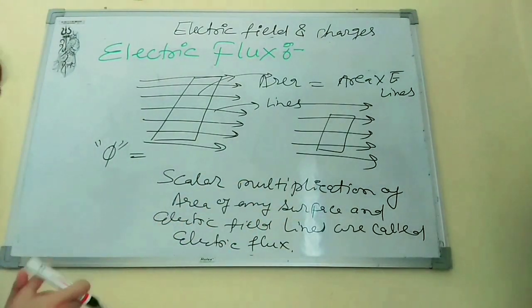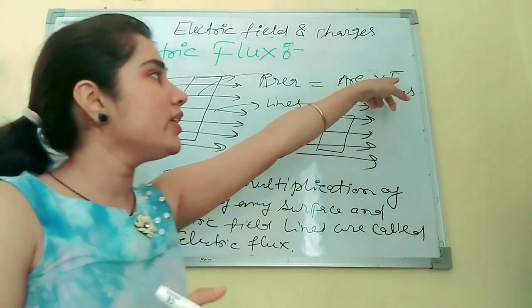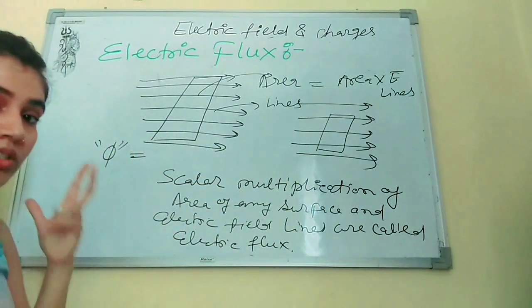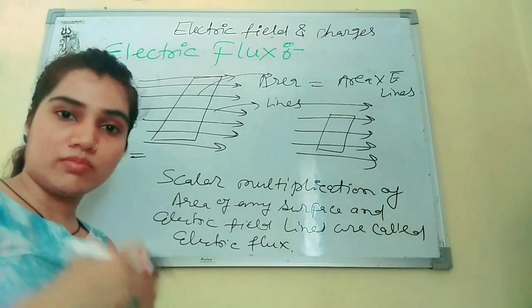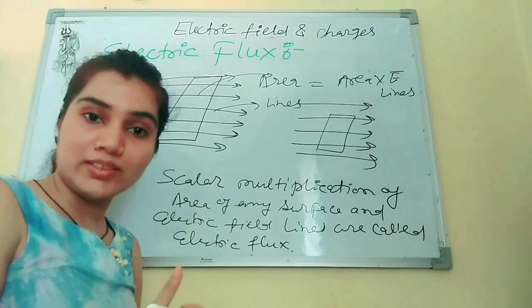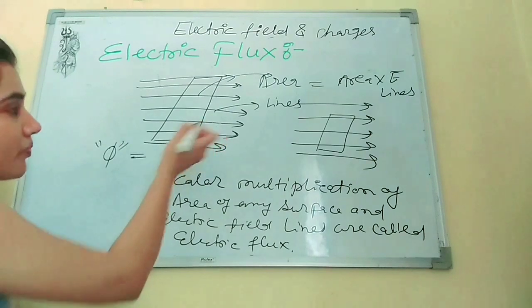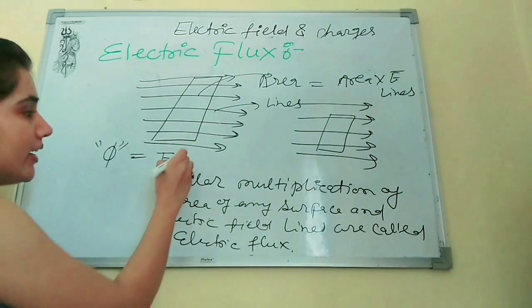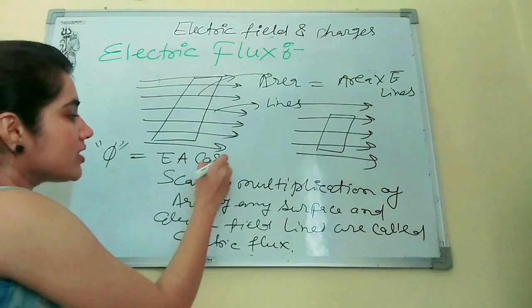Why is it scalar multiplication? Because the electric field has direction, and you might think area is a scalar quantity, but no, area is a vector quantity. So we simply put it like E A cos theta.